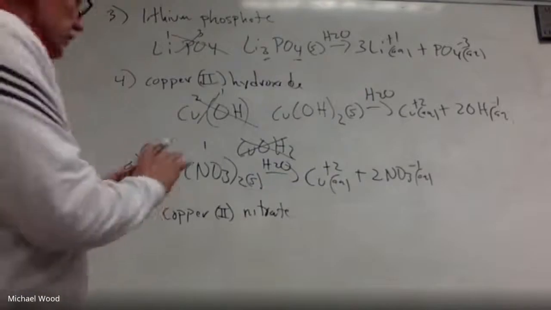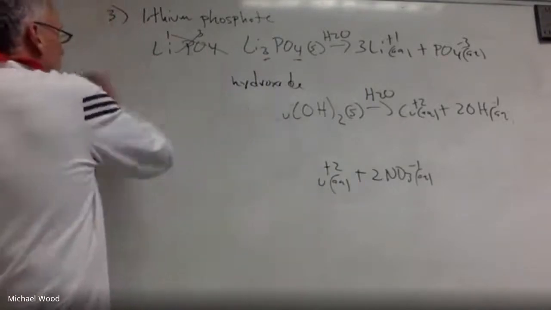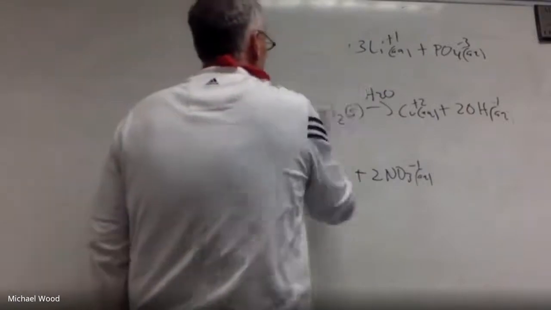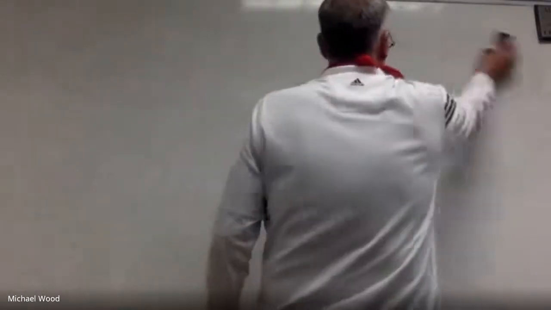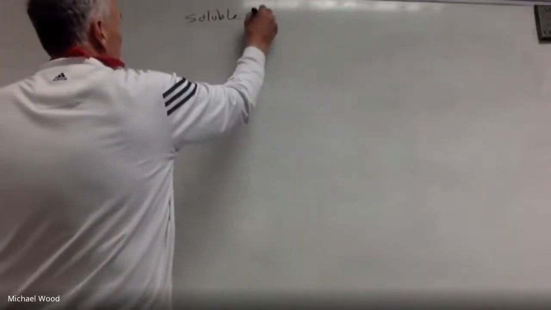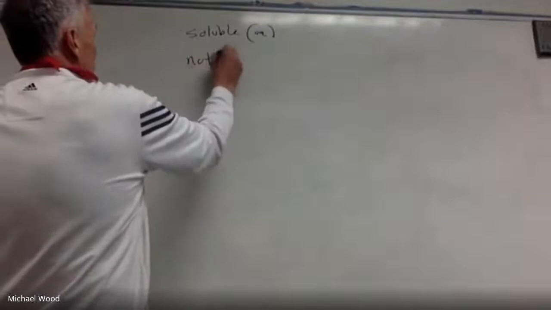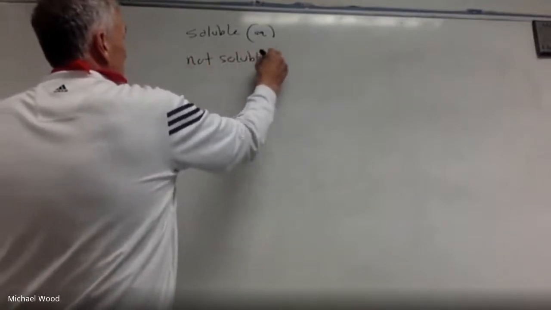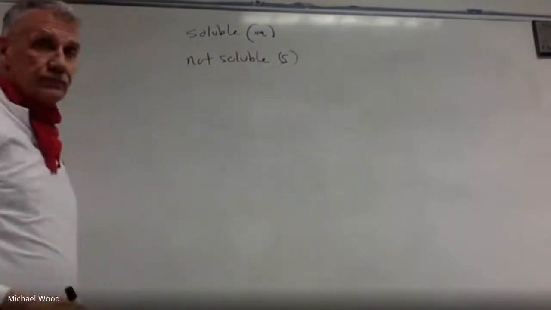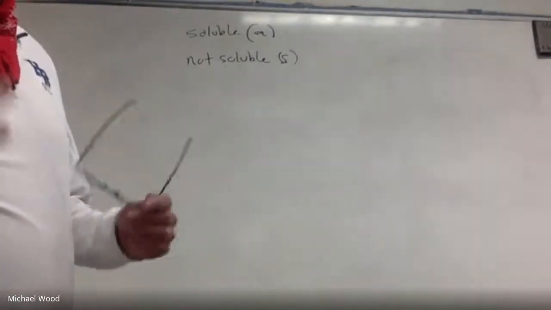So I'm going to erase this. Okay, so remember what we said. If something is soluble, you kind of think the S goes with that, but actually AQ. That means it dissolves. And if something is not soluble, that means it's a solid. Okay? Okay, so we're going to be using the table on the back of our book.